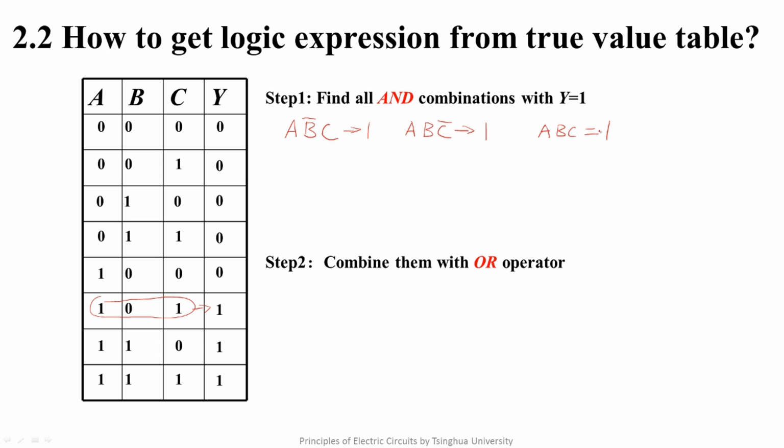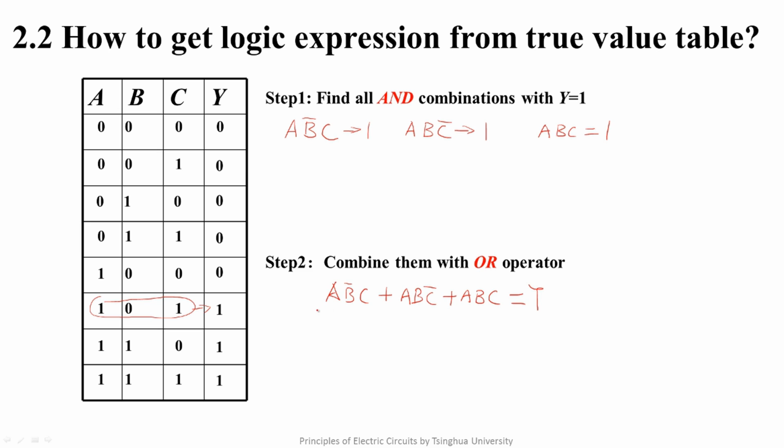The second step is to combine them with OR operator, which means A and B not and C plus A and B and C not plus A and B and C equals Y. Why?